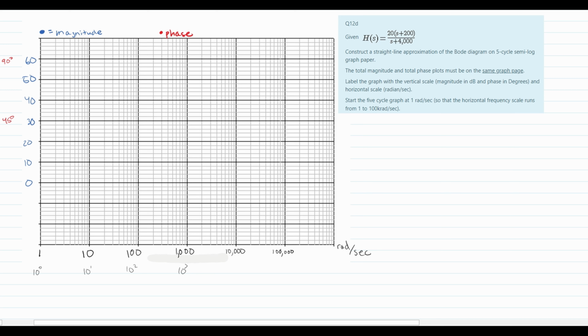And then for our magnitude, we know it needs to be in dB. So we have this blue dB like this. We go from 0 to 60, right? And then we have our degrees, and I just put 45 degrees and 90 degrees here.